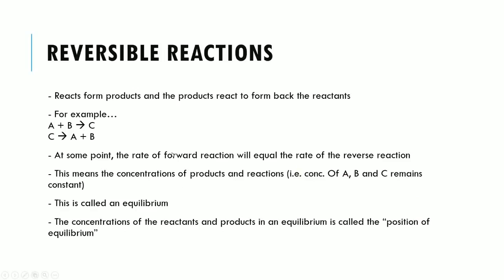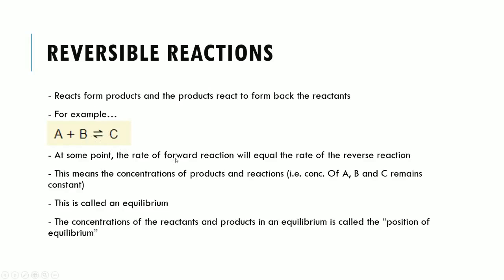So let's take a look at the concept of reversible reaction. This is when reactants form products, and the products actually react to form back the reactants. For example, A plus B gives C, but C reacts back to, or decomposes back to give A and B. So in other words, we can sort of exemplify the reaction like so, with this double-headed arrow.